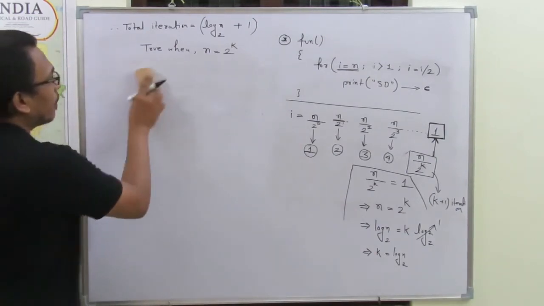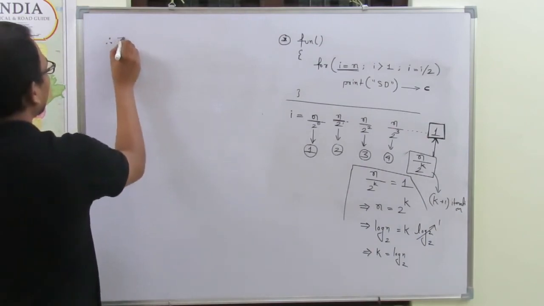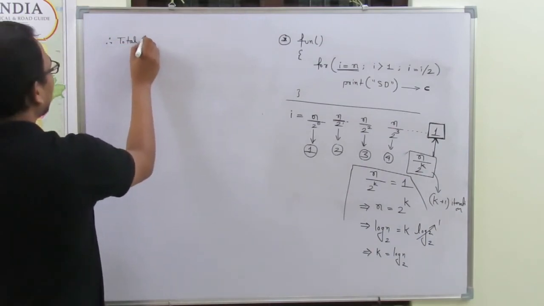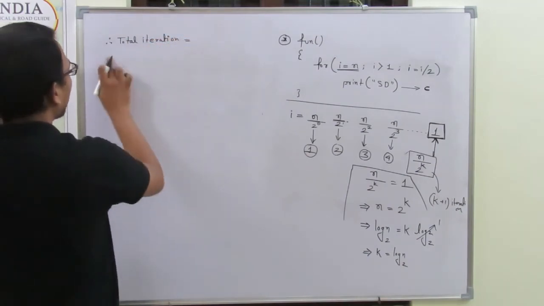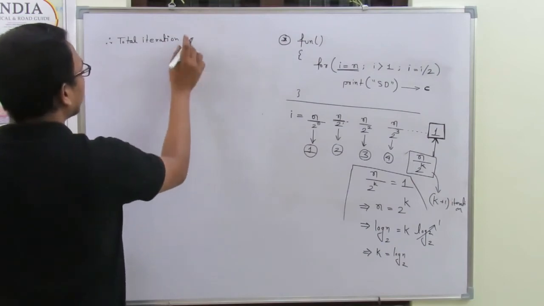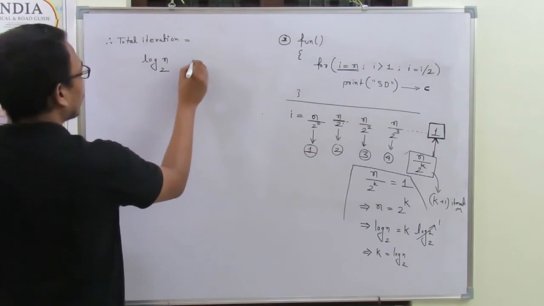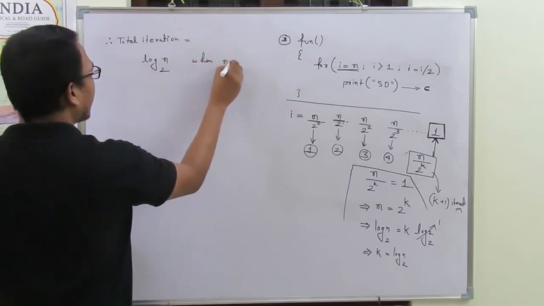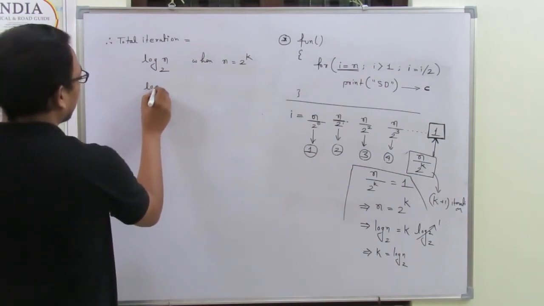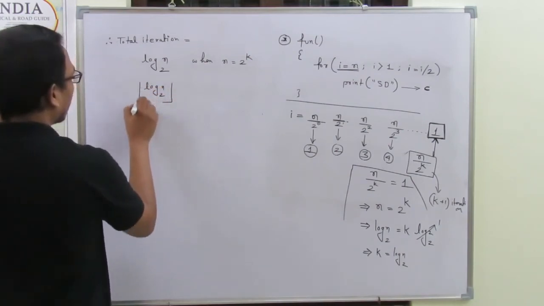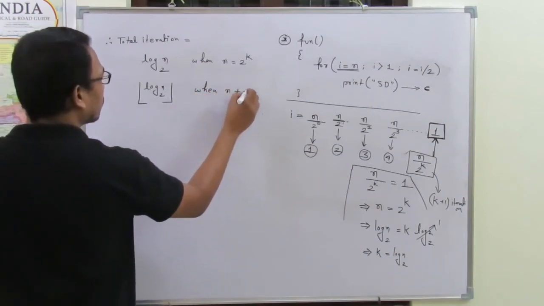So from these two discussions we can conclude that the total iteration will be equal to log n base 2 when n equals 2 to the power k, and log n base 2 floor when n is not equal to 2 to the power k.